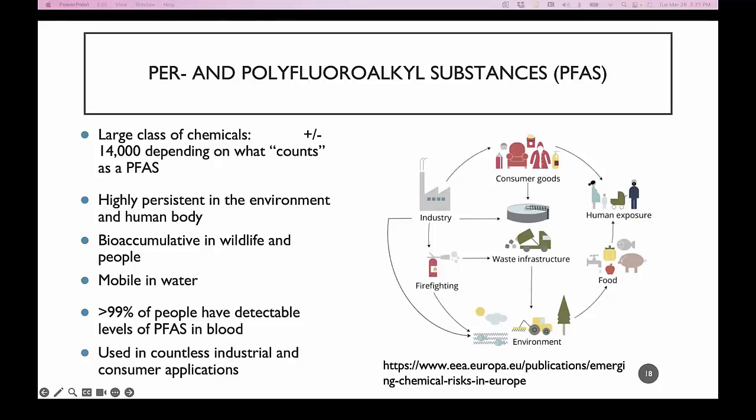PFAS are a concern because of the combination of persistence, bioaccumulation, mobility, and toxicity. They're highly persistent in the environment and in the human body. They're bioaccumulative in wildlife, in many different species, also in people. They're very mobile in water, which allows them to be both a persistent and a mobile contaminant of surface water and groundwater, which ultimately then impacts people's drinking water and water for many different species.